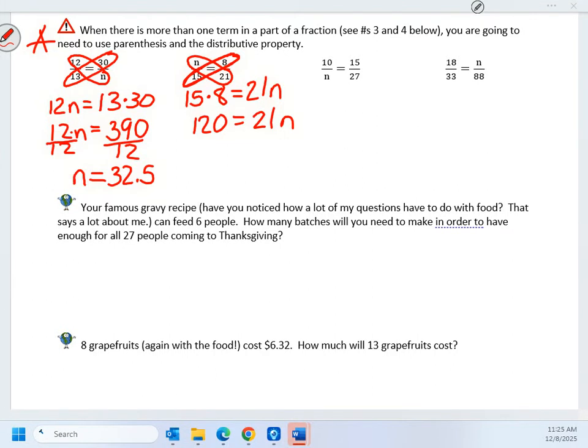120 divided by 21. Yeah, I'm going to divide both sides by 21 because I want to get the n by itself. What is 120 divided by 21? 5.7. So then I'm going to go back and say, does 5.7 times 21 equal 15 times 8? Make sure it balances out. So always double check your work. You're going to do the last two on your own. Let's take a peek at our word problem. So let me scroll up.